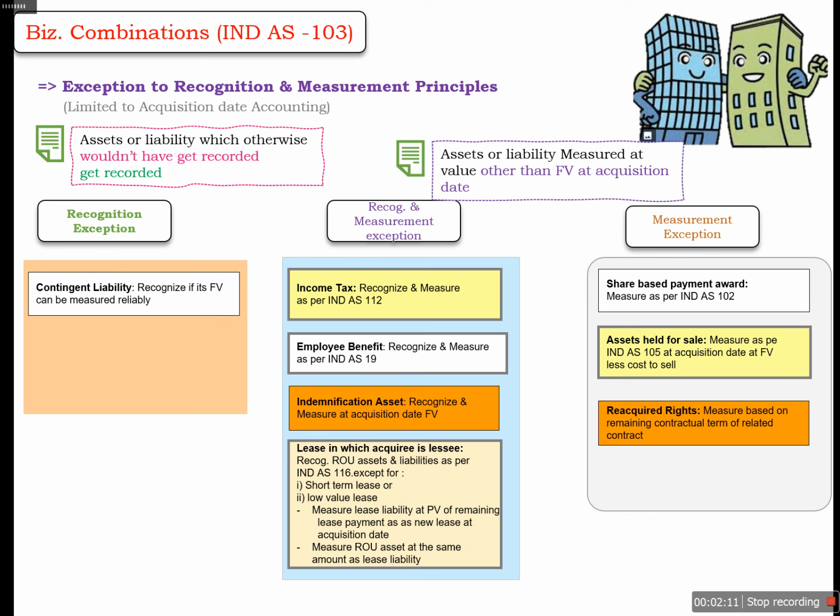So this is all about the exceptions to recognition and measurement principles in business combination transactions.